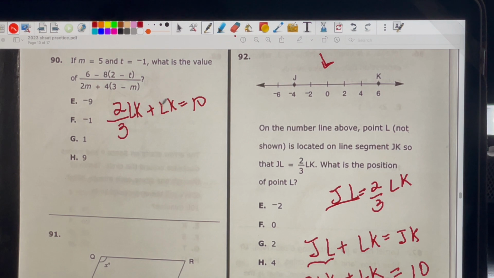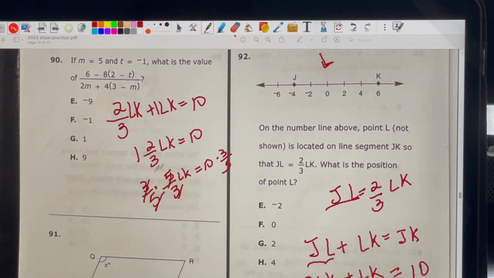Can I add these two? Remember, there's an invisible one. So if you add 2/3 plus this invisible one, you get 1 and 2/3. 1 and 2/3 LK equals 10. I'm going to rewrite 1 and 2/3 as an improper fraction, so that becomes 3 times 1 is 3, plus 2, so 5/3 LK equals 10. Multiply both sides by 3/5, right? The reciprocal.